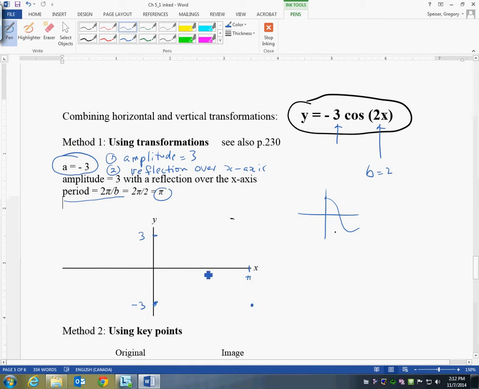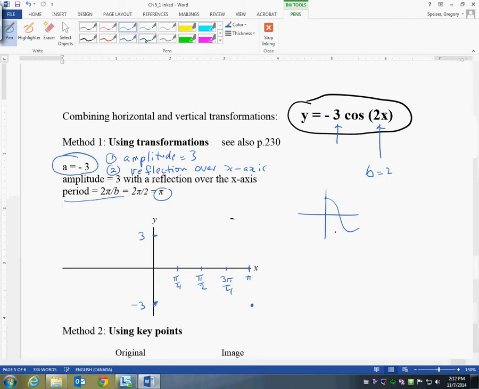Okay, now I'm going to divide this entire stretch, this entire interval, into 4 equal parts. So we have 1, 2, 3, 4, 5 key points, where the first one's the origin, and each of those is a quarter of my period. So that's pretty easy to do. Pi into 4 equal parts is pi over 4. So this one will be pi over 4. This one will be pi over 2. This one will be 3 pi over 4.